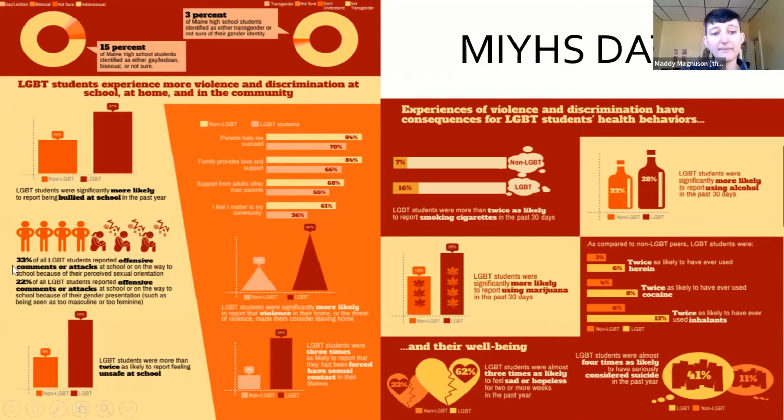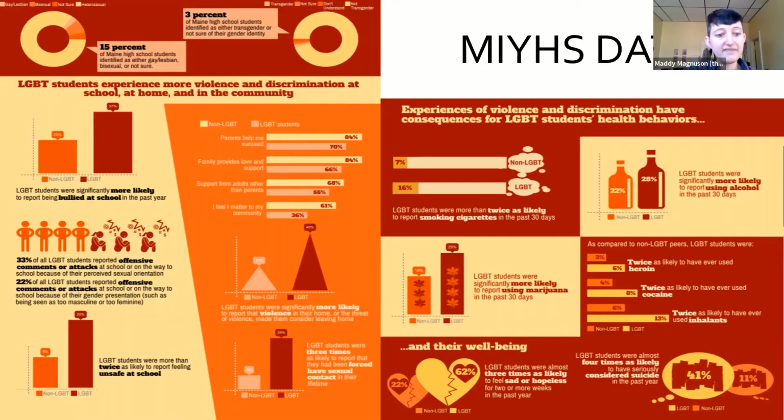And in that bullying, about a third of LGBT students reported that it was offensive comments or attacks at school based on their perceived sexual orientation. And about a fifth, so about 22%, said that they had received offensive comments or attacks based upon their gender presentation. So maybe being seen as too masculine or too feminine.